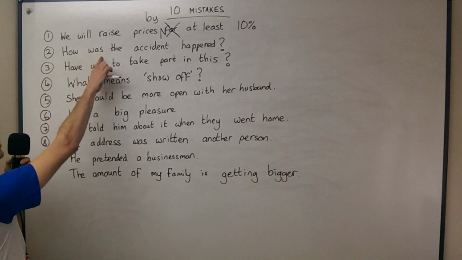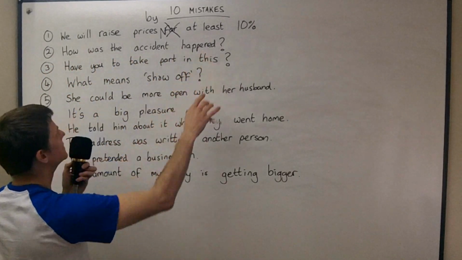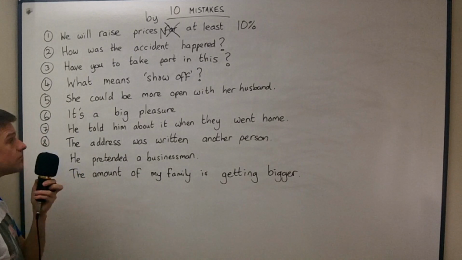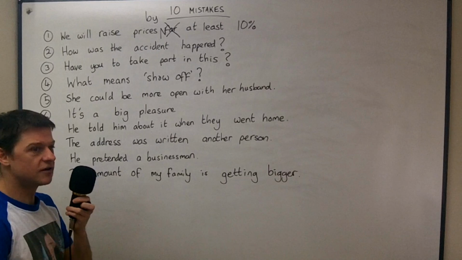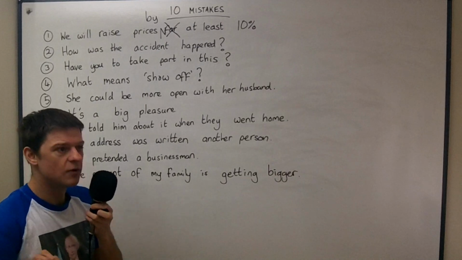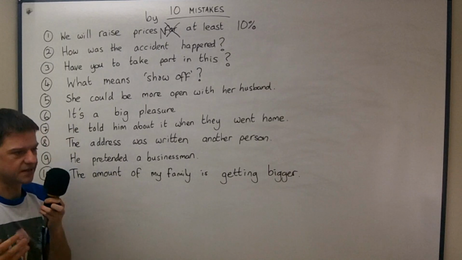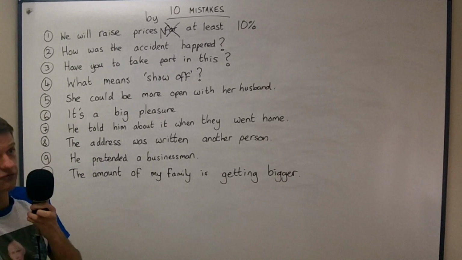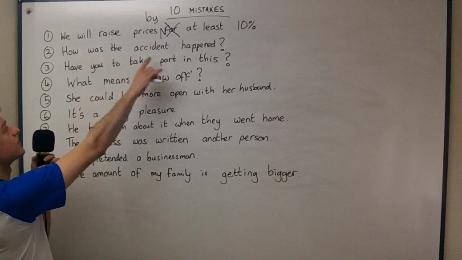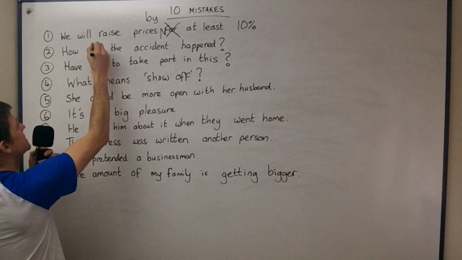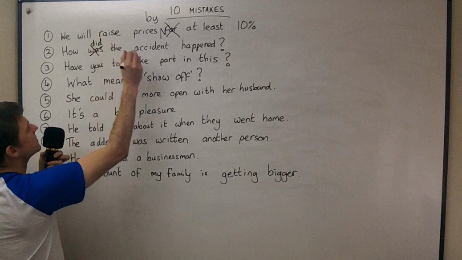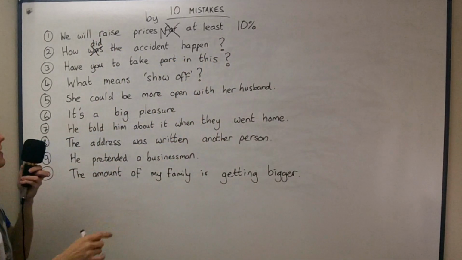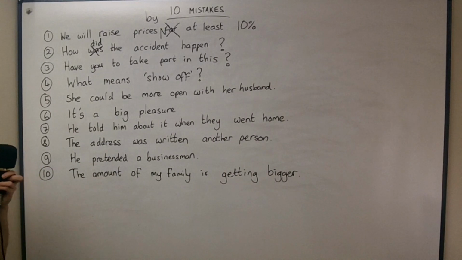Number 2, how was the accident happened? This is incorrect because it's passive and it shouldn't be. And there are some words, agree is another one, where students have a tendency to put it into passive when it should be active. They say I was agreed instead of I agreed. And they say how was the accident happened instead of how did the accident happen. In English we use this verb in an active way. How did the accident happen?